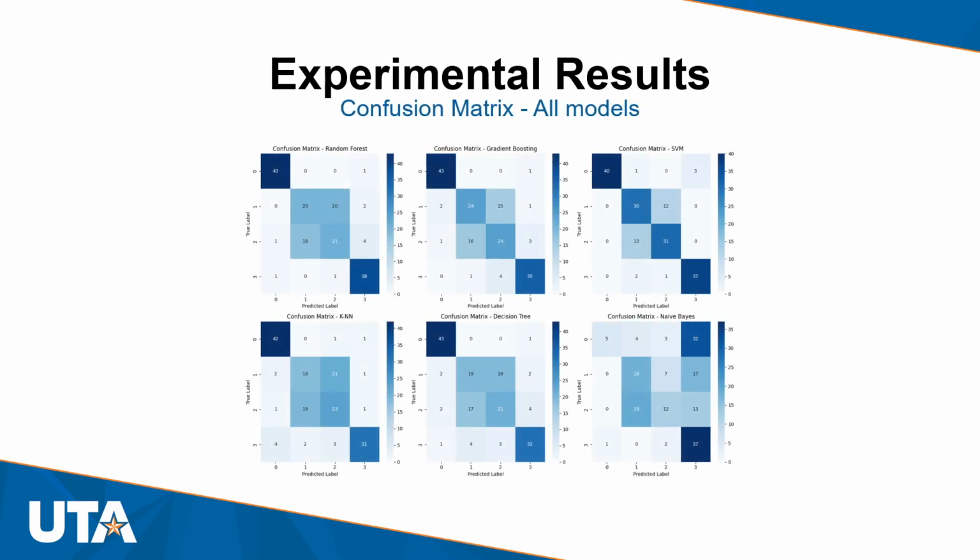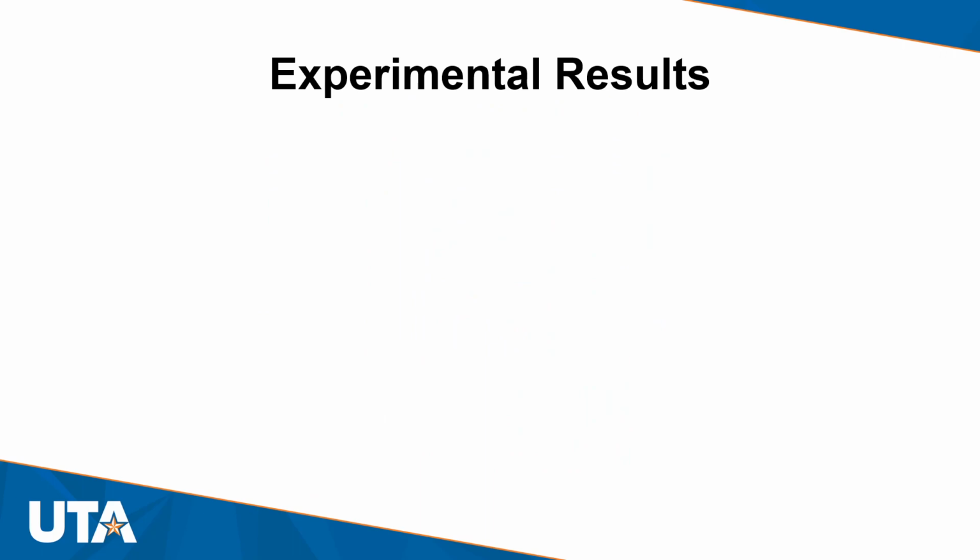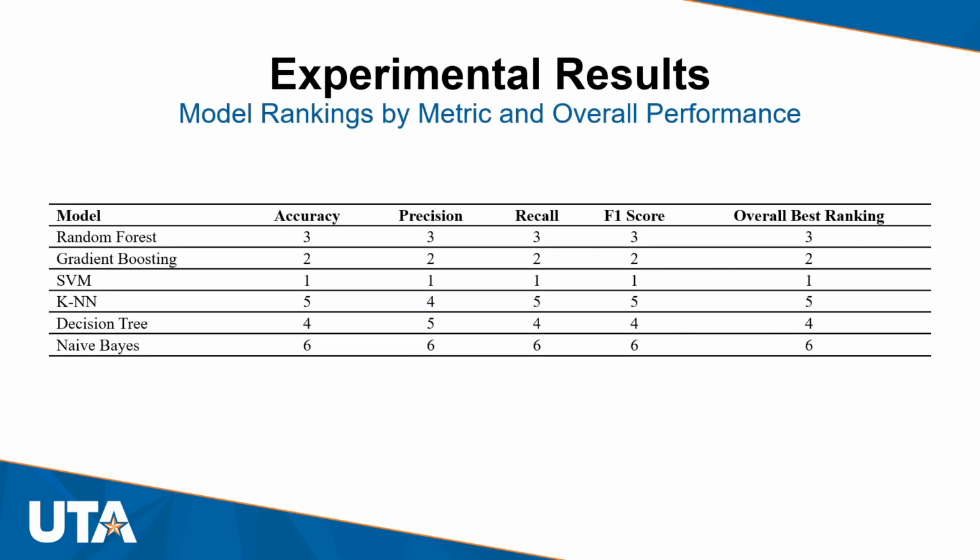Confusion matrix. The confusion matrix provides insight into the classifiers' weaknesses and strengths. The SVM model demonstrated the most accurate predictions across all four classes. Here is a table showcasing the overall best ranking, with SVM ranking 1, gradient boosting 2, random forest 3, decision tree at number 4, KNN number 5, and naive Bayes as number 6.